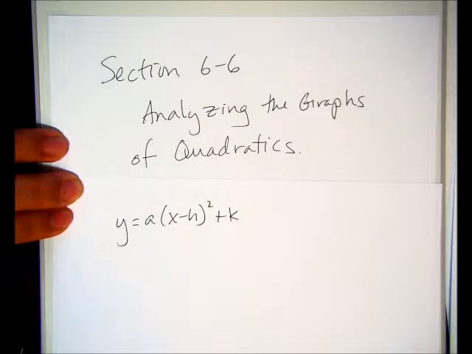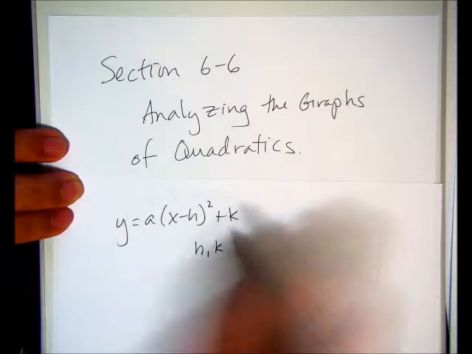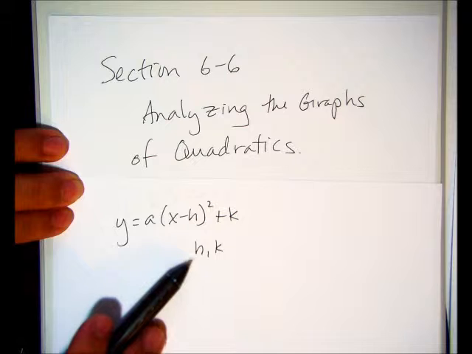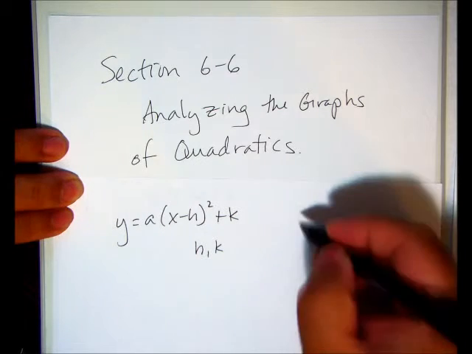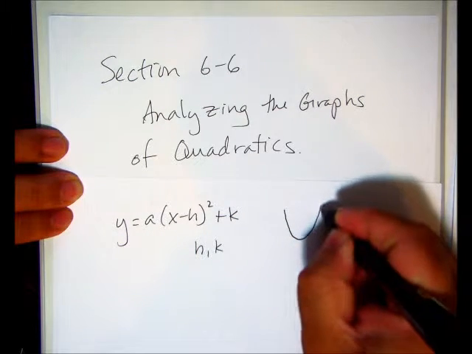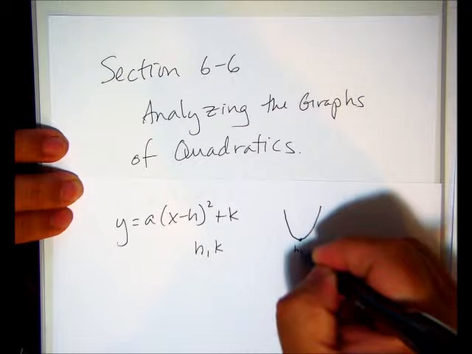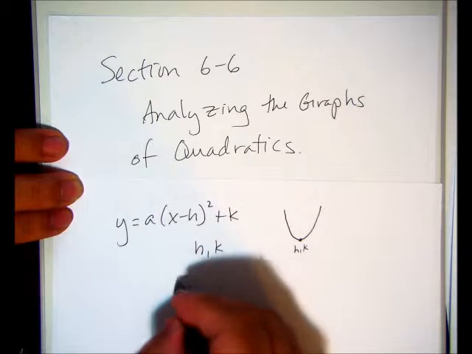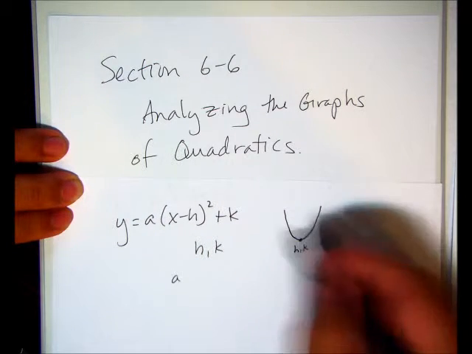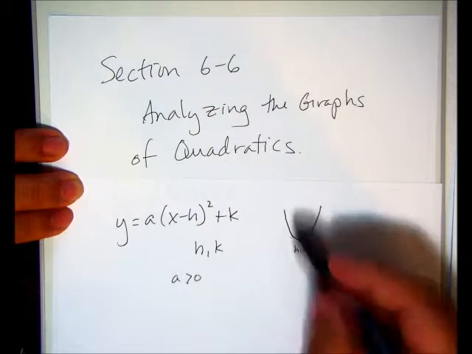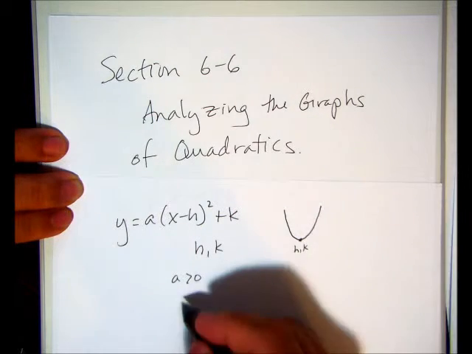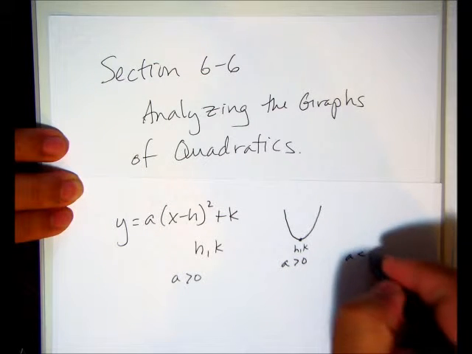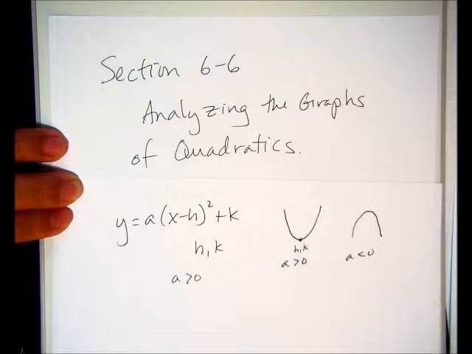In this form, notice the sign here, okay? (h, k) is the vertex of the parabola, so these would be the coordinates of the vertex. a determines which way this is shaped. If a is greater than 0, it's going to be opening upward, so this is what that looks like. If a is less than 0, then it will be turned downward.